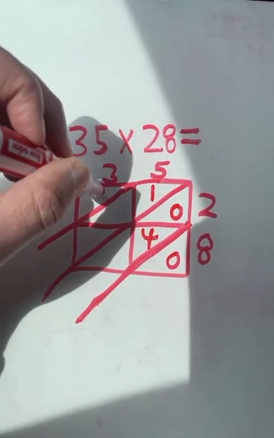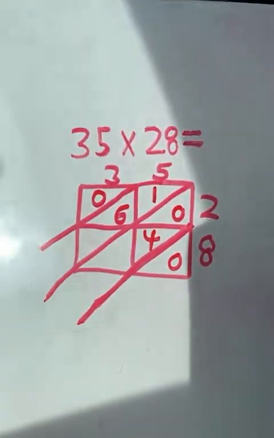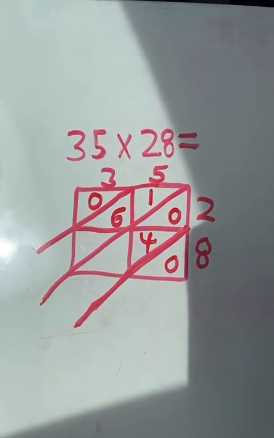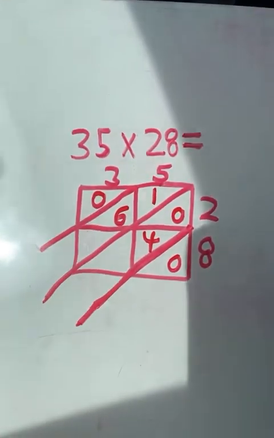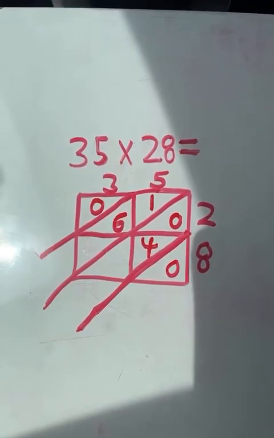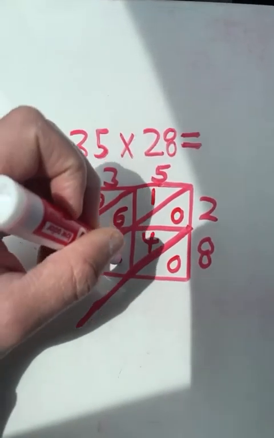6 only has one digit, so we're going to put a 0 in the top triangle and then a 6 in the bottom triangle. Lastly, we're going to multiply 3 times 8, and the answer to 3 times 8 is going to go in this square here. 3 times 8 equals 24, so we put a 2 in the top triangle and a 4 in the bottom triangle.